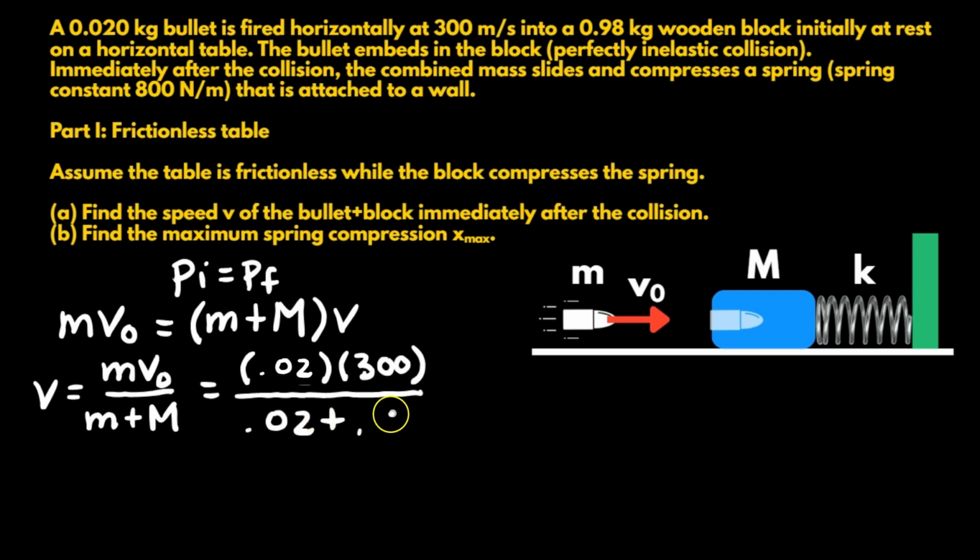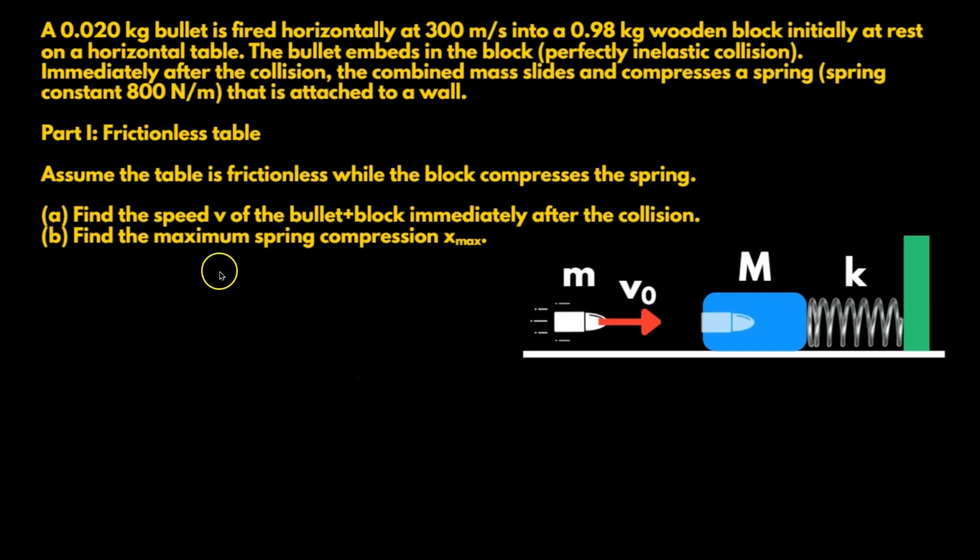We're going to substitute our given values. So we get 0.02 times 300 divided by 0.02 plus 0.98, and we get 6 meters per second. Part B asks, find the maximum spring compression x max. In the second stage of the problem, the bullet block is pushing the spring, and we have an energy transfer situation. Whenever you have an energy transfer situation, we can apply the conservation of energy.